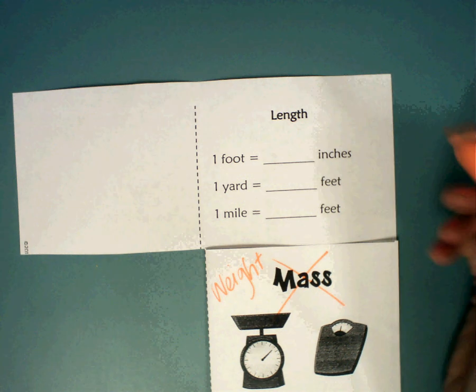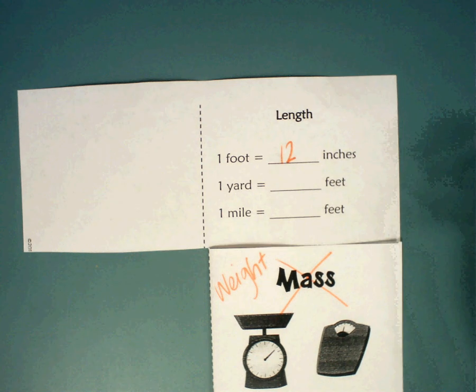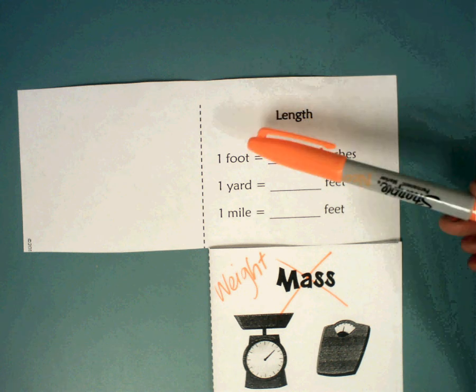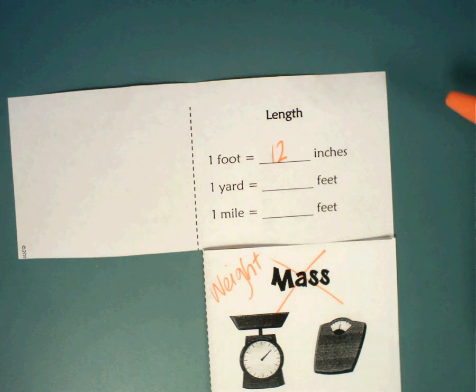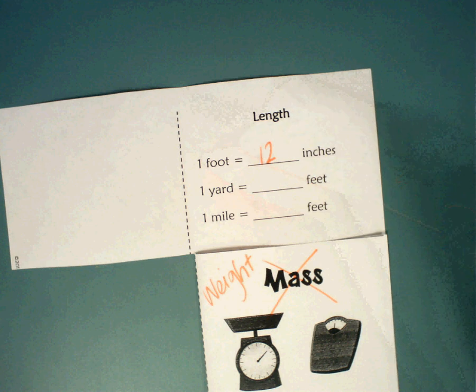1 foot equals 12 inches. That's something that you're going to need to memorize. You need to just remember that in your brain because you're going to be having to work with that conversion a lot. A conversion is just like converting, which means changing from feet to inches or from inches to feet, okay? Like showing the same measurement but just in different units, okay?